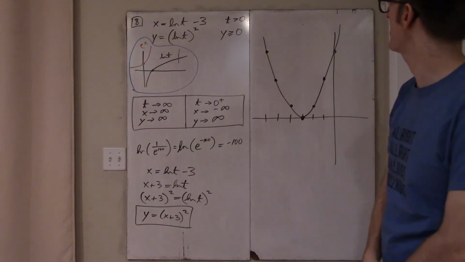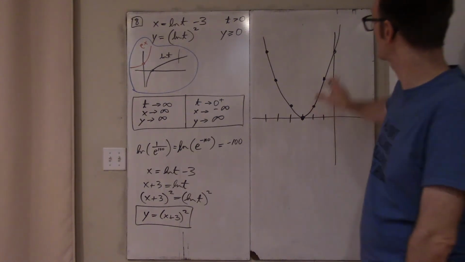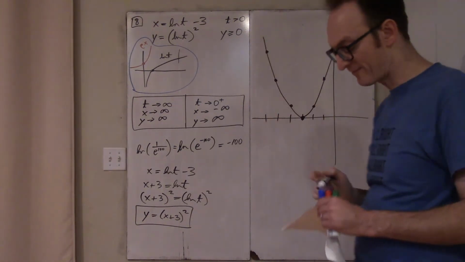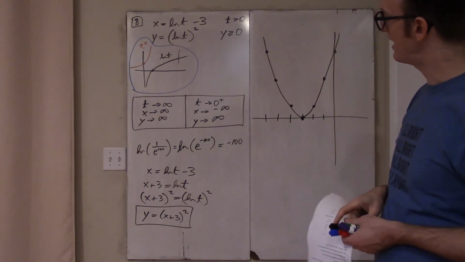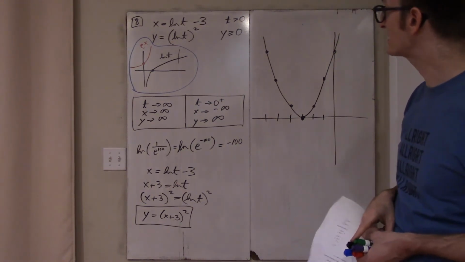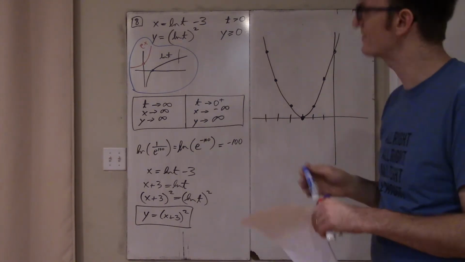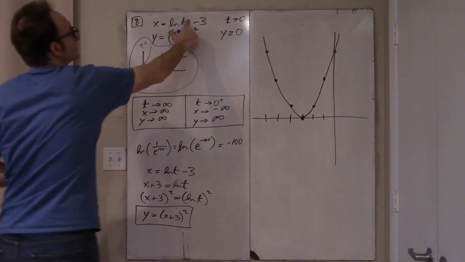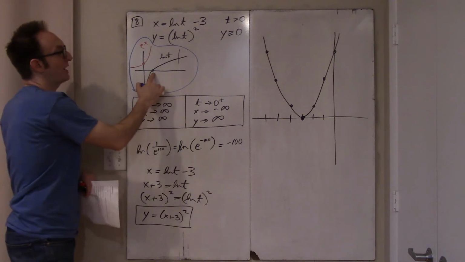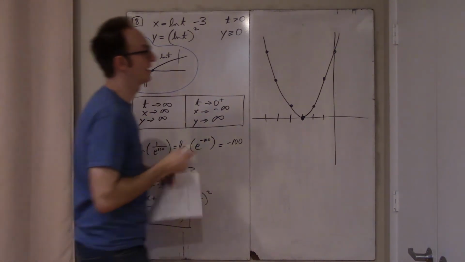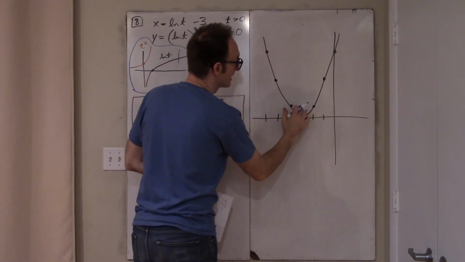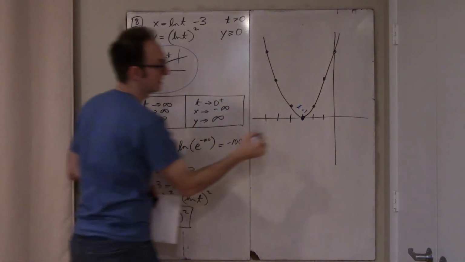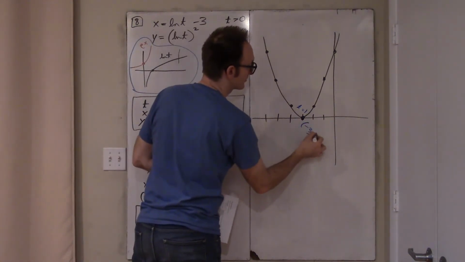Okay, so there's my basic curve, y equals (x plus 3) squared. This is a parabola moved 3 to the left. Let me try to understand this. Well, when is x equal to negative 3? I think I kind of said this already, right? It's when t equals 1. The natural log of 1 is 0, and so here we go. At t equals 1 is when I will get my vertex, negative 3, 0.